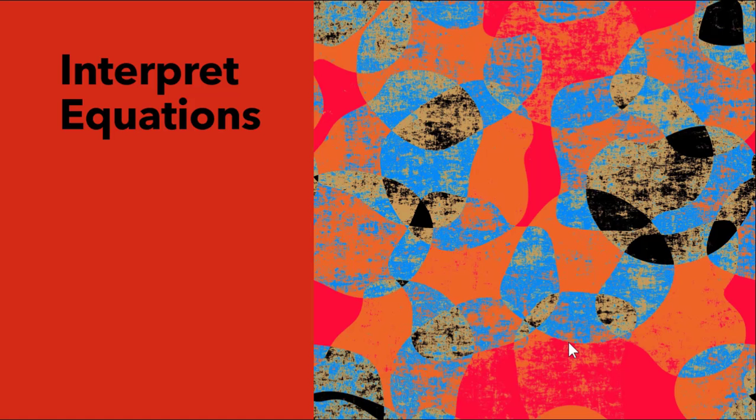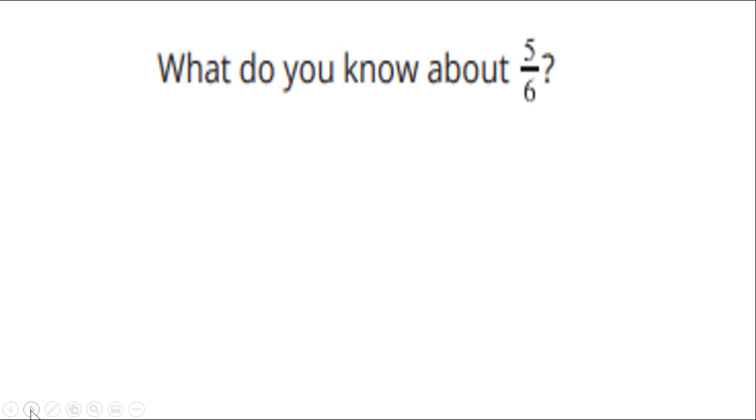Today, let's share more things equally. What do you know about 5/6? Well, I know that my numerator is 5. That tells me how much I get to eat. I know that 6 is the total pieces.